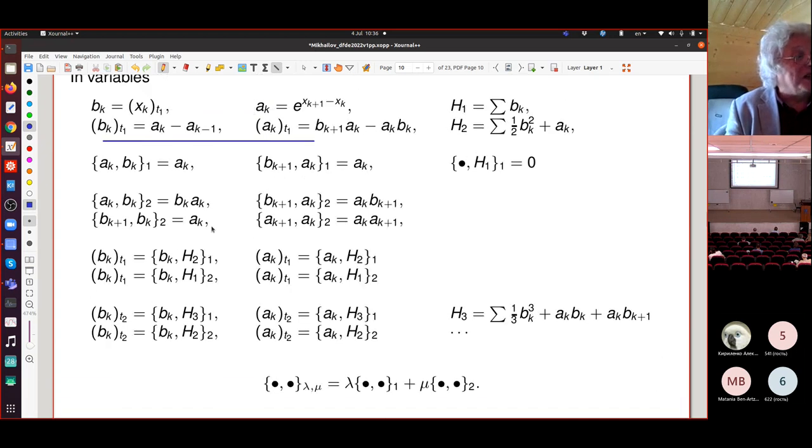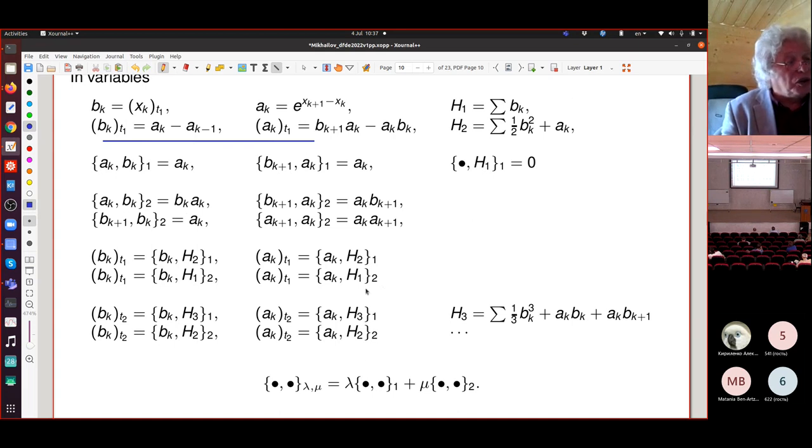Then you can write the same Plashka equation, this equation for B_t and A_t, in the following way. You can take the second Poisson structure and use H1, and you would get these equations. Or you can take the first Poisson structure and take H2, and you get exactly the same equation. That is why we have a bi-Hamiltonian structure. We have two Poisson brackets on the same variables, and we can write the equation as a Hamiltonian equation in two different ways.